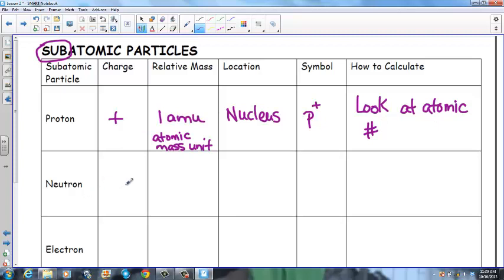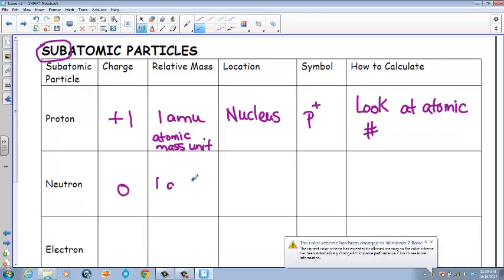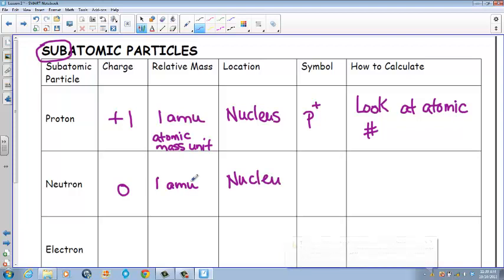All right, next, neutron has no charge, so we're going to put 0. Let's go back up to the proton. I'm sorry, it should be a +1, okay, or a positive. And neutrons are 0, and their mass is also 1 AMU. Also found in the nucleus, neutron, nucleus. The symbol will be an N with a 0 up here, neutron. And how do we calculate this? It is the mass number minus the atomic number. And we're going to talk about how to get the mass number. It's different than the atomic mass.